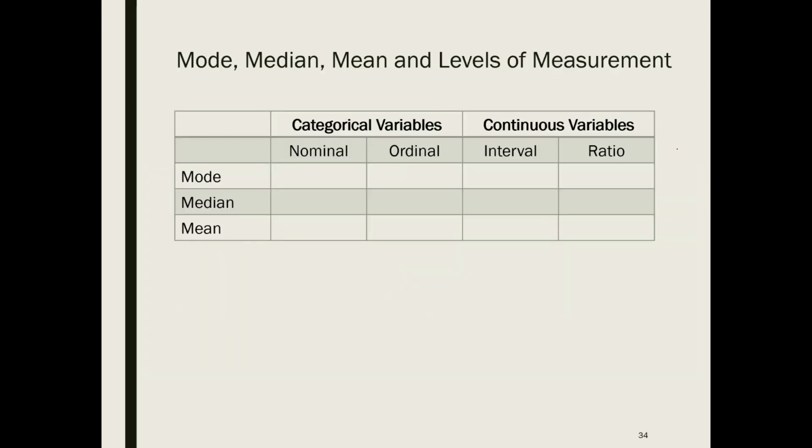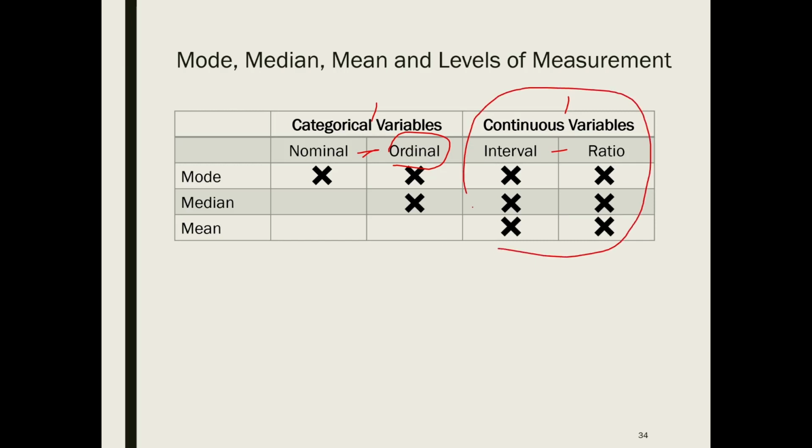So a little summary here: can we use those measures with different variables? We have categorical variables, nominal and ordinal. We have continuous variables, interval and ratio. The mode can be used for every type. It's the highest frequency, right? So it can be used for everyone. The median can only be used for variables that can be ranked. So starting from ordinal, interval, ratio, those three can be ranked. Nominal, no. But the mean is only used for continuous variables.